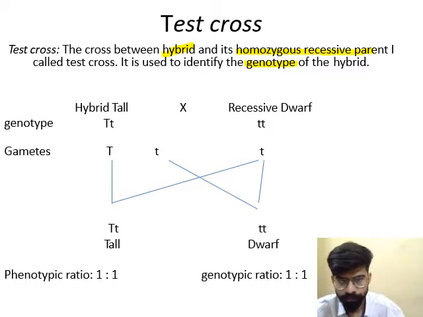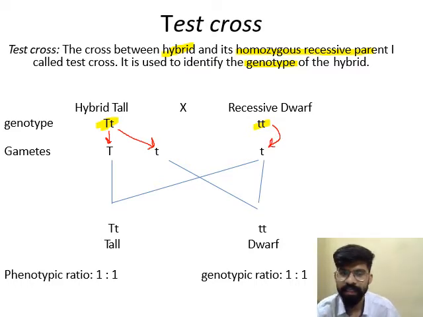In the below figure, this is the hybrid tall plant, or you can say first generation, and this is the recessive dwarf plant, means its recessive parent. Recessive is expressed with a small alphabet and dominant is expressed with a capital alphabet. So in this, small t is there, so it is a recessive dwarf plant. And the hybrid tall F1 generation will produce two types of gamete, capital T and small t. But the dwarf will produce only a single type of gamete, that is small t.